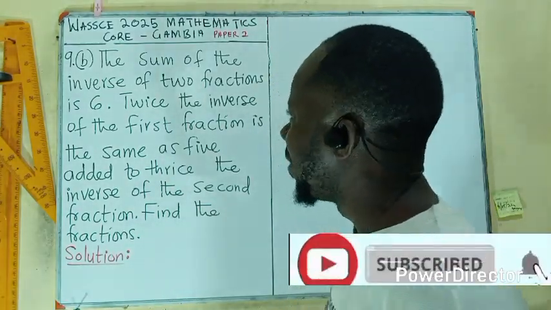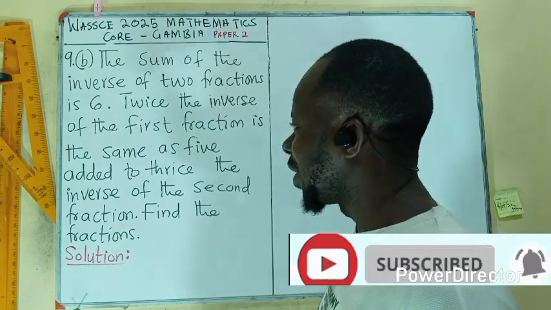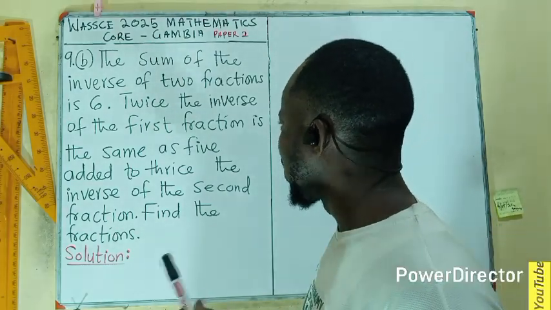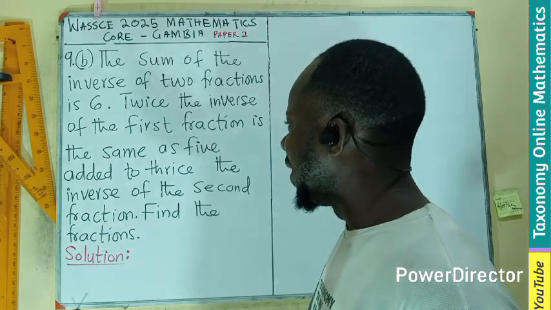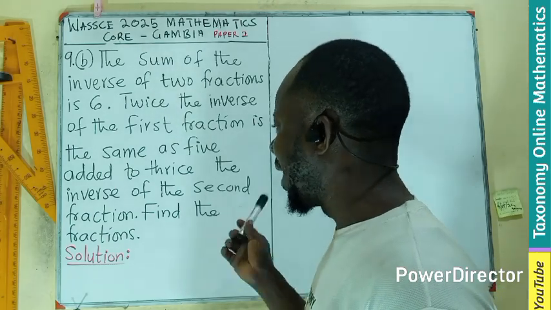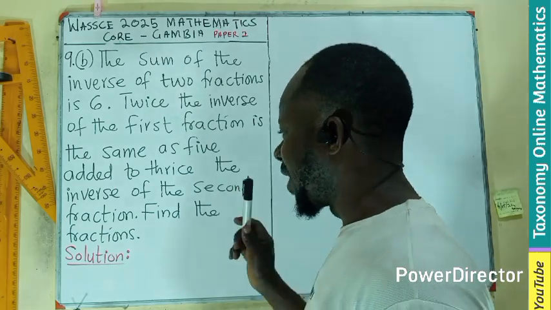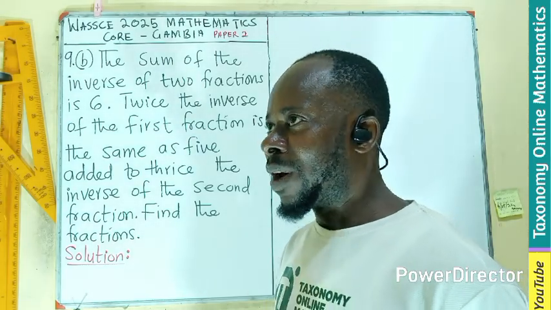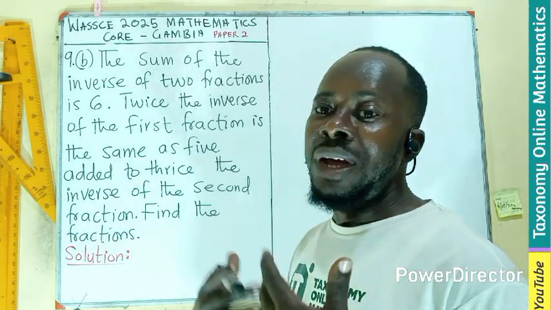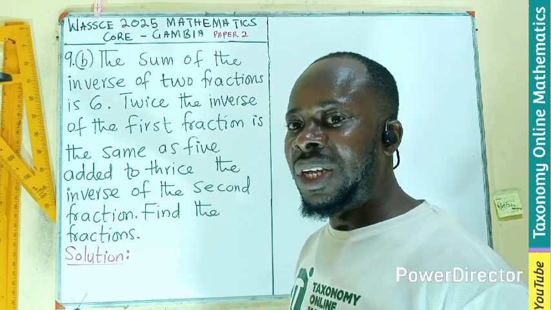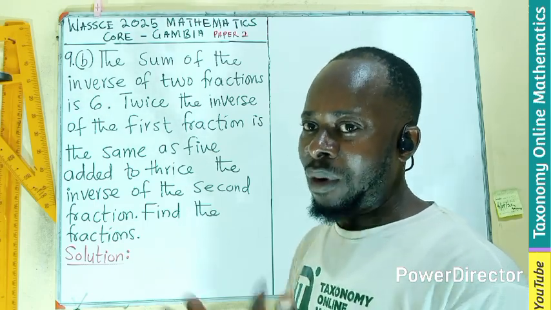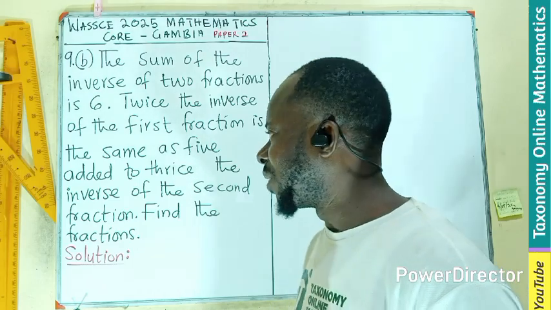The sum of the inverse of two fractions is 6. Twice the inverse of the first fraction is the same as 5 added to 3 times the inverse of the second fraction. We have to find those fractions. Now, in finding this, we need to represent the first fraction and the second fraction by a certain variable or an expression, if I can put it that way.